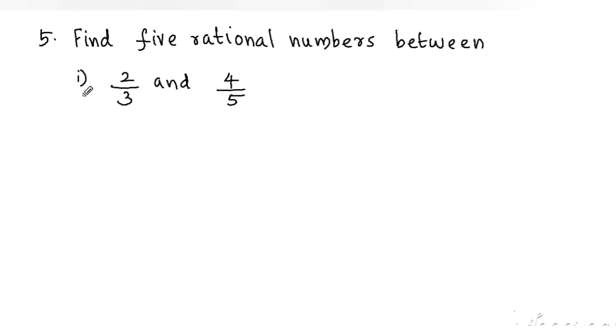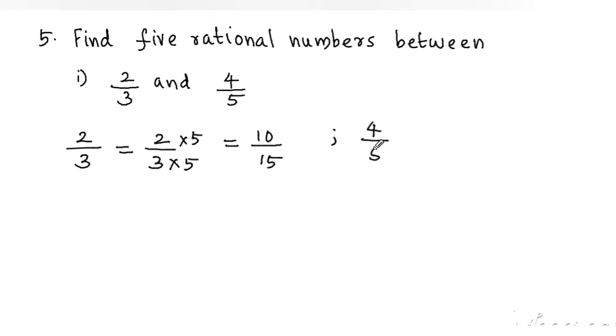Find 5 rational numbers between the given rational numbers. So the first rational numbers are 2 by 3 and 4 by 5. So I am going to take any common multiple of 3 and 5, say 15. So multiply 2 by 3 by 5, you will obtain 10 by 15. Similarly, multiply 4 by 5 by 3, then only you will obtain the denominator as 15. Okay, so multiply the numerator and denominator by 3, you will obtain 12 by 15. So you can see 10 by 15 and 12 by 15. So there will be only one rational number, 11 by 15, there.